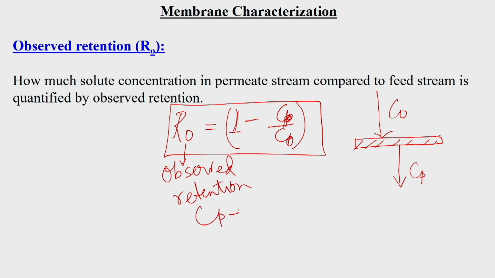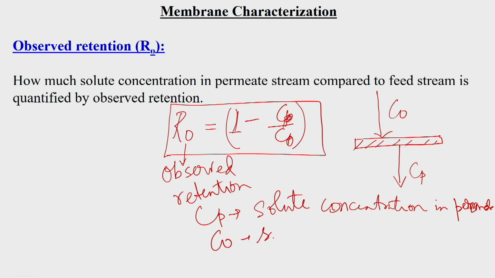So, that is observed retention. And Cp is the solute concentration in the permeate, and C0 is the solute concentration in the feed. Okay.